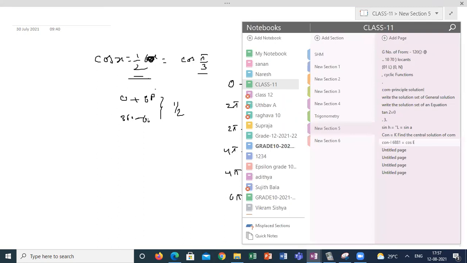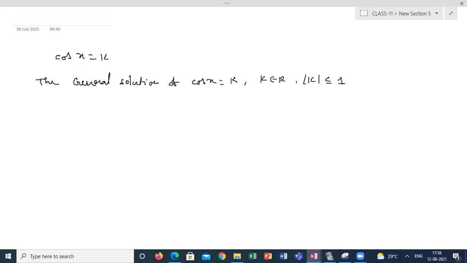Now, why am I writing this? If cos x is equal to k, the general solution of cos x is equal to k, where k belongs to R and modulus of k is less than or equal to 1, is 2n pi plus or minus alpha, n belongs to Z. Alpha is the principal solution of cos x is equal to k.